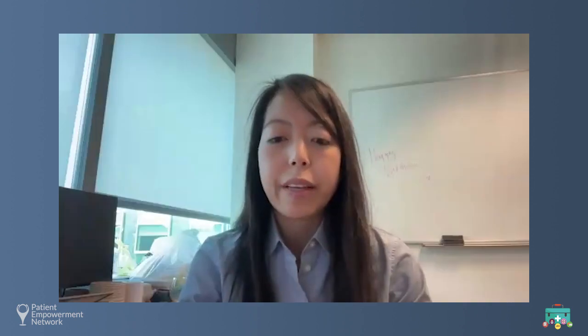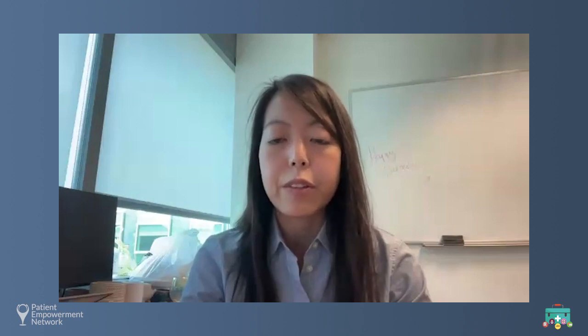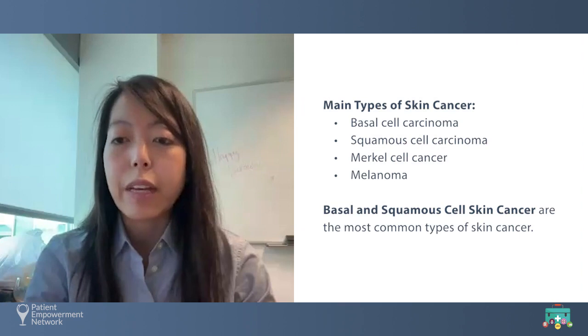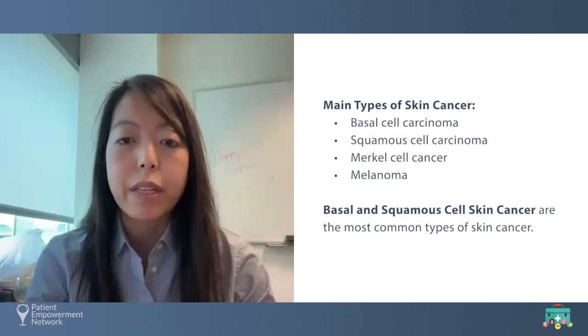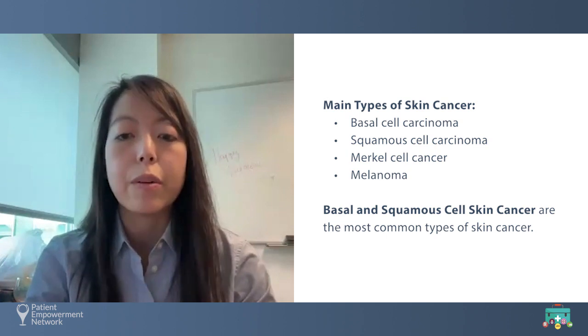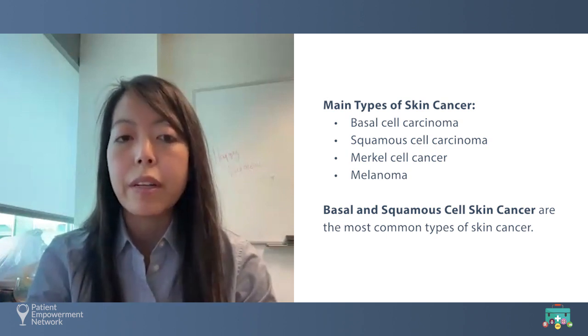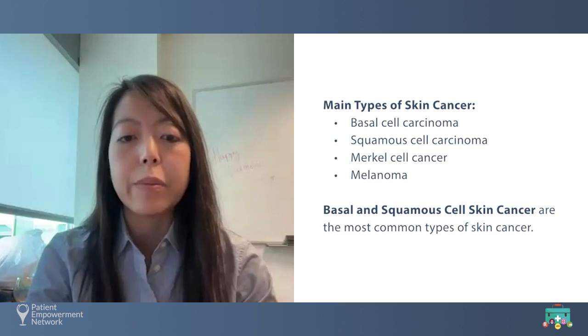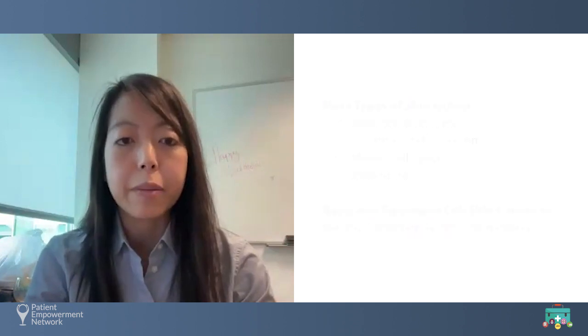So, Dr. Park, non-melanoma skin cancer is a group of cancers. Would you define it for us? Yeah, so non-melanoma skin cancers is just basically a broad blanket term for any skin cancer that is not a melanoma. And so that's things like basal cell skin cancer, squamous cell skin cancer, Merkel cell skin cancer. So anything that's not considered a melanoma. A melanoma is another type of skin cancer, but it develops from a different type of skin cell.